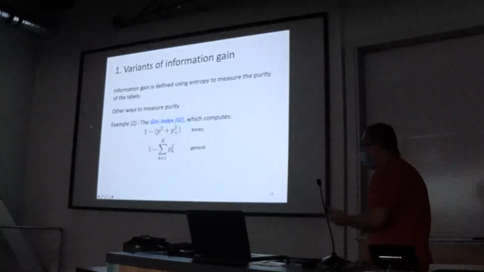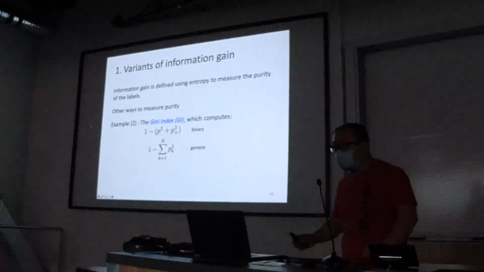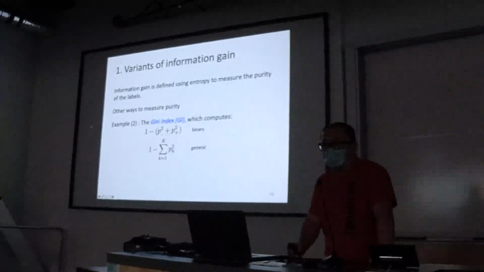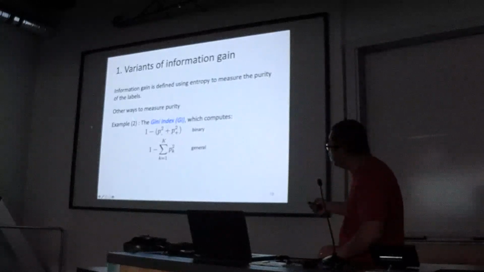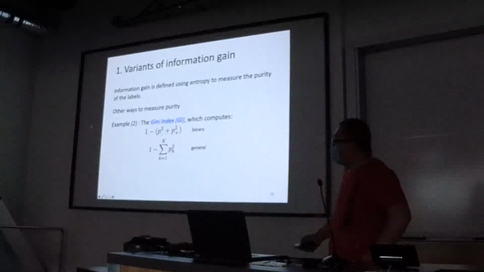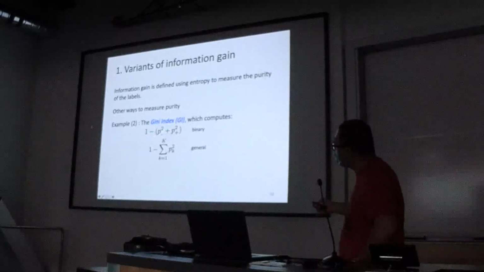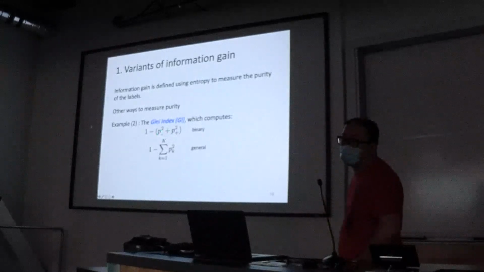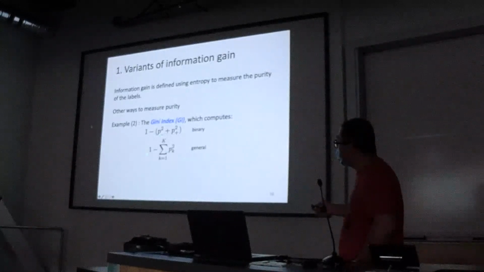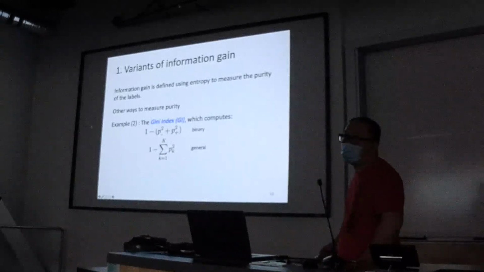And the second alternative is even more commonly used. I think it might be even more commonly used than the information gain. It is called the Gini Index. For the binary case, the Gini Index is simply 1 subtracted by the sum of squares of p plus and p minus. If you have k labels, then it's just 1 subtracted by the sum of squares of all those p_k's, where p_k is the probability of taking label k.